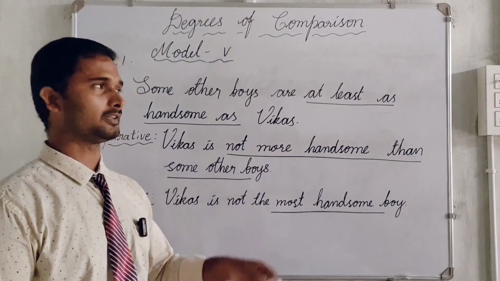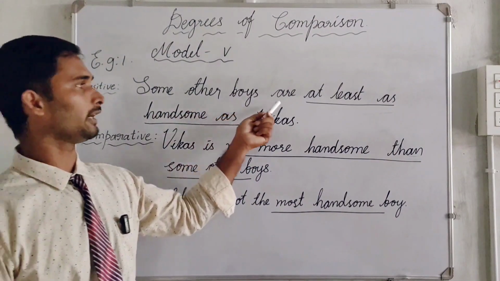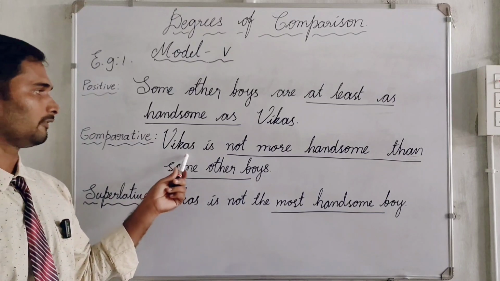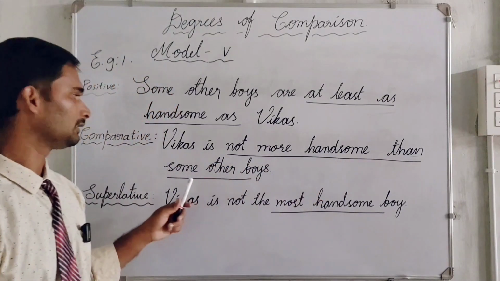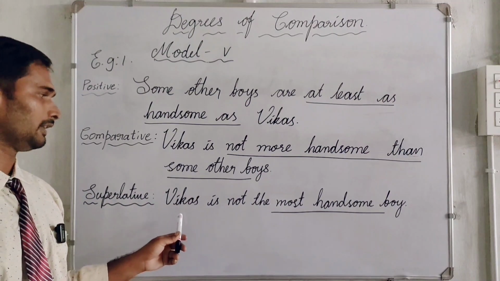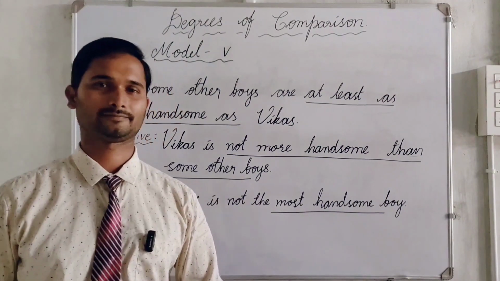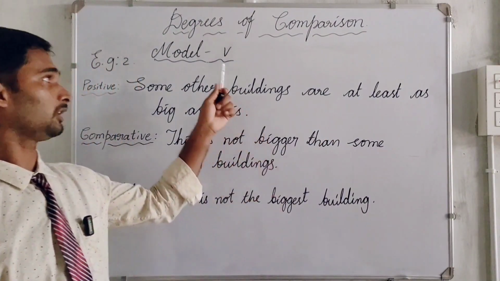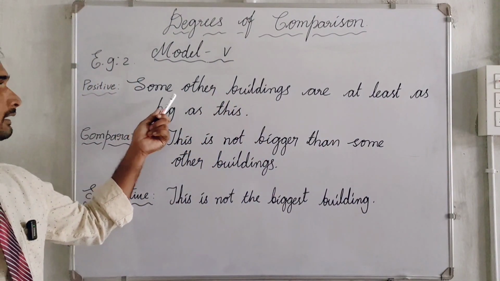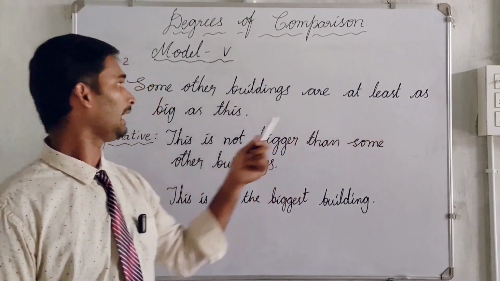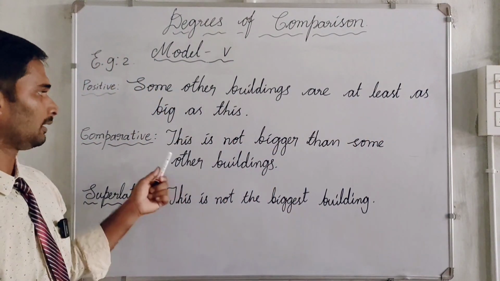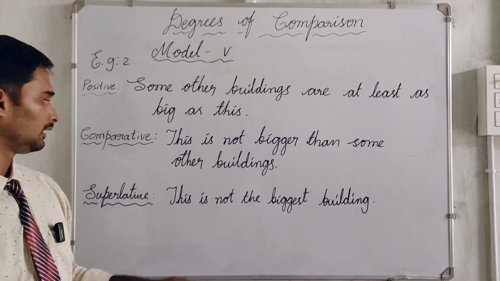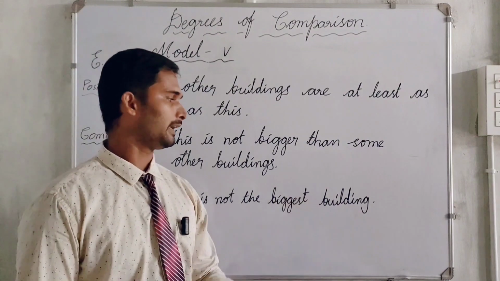Let us learn some examples of Model number 5. Some other boys are at least as handsome as Vikas. The comparative form: Vikas is not more handsome than some other boys. And the superlative: Vikas is not the most handsome boy. Let us learn some more examples of Model number 5. Here is an example. Some other buildings are at least as big as this. Comparative form: this is not bigger than some other buildings. Superlative: this is not the biggest building.